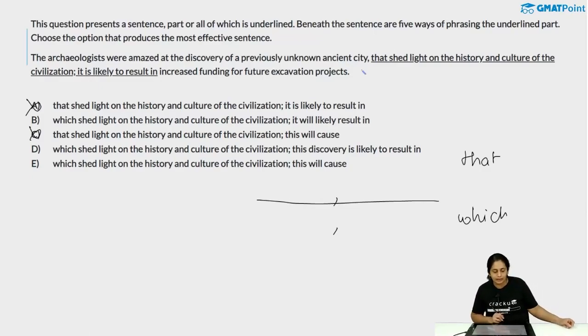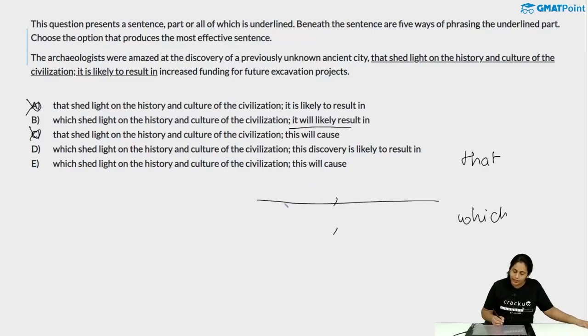Now let us take a look at the second split. That is, which shed light on the history and culture of the civilization. This second split is after the semicolon. It will likely result in increased funding for this. This discovery is likely to result in, this will cause. Now which of these is the correct way of phrasing?